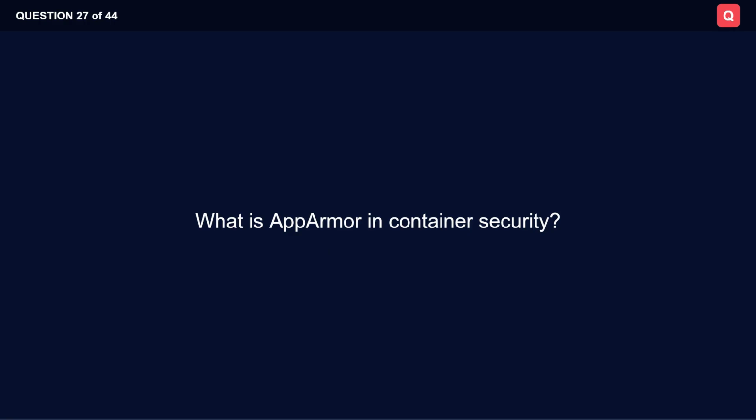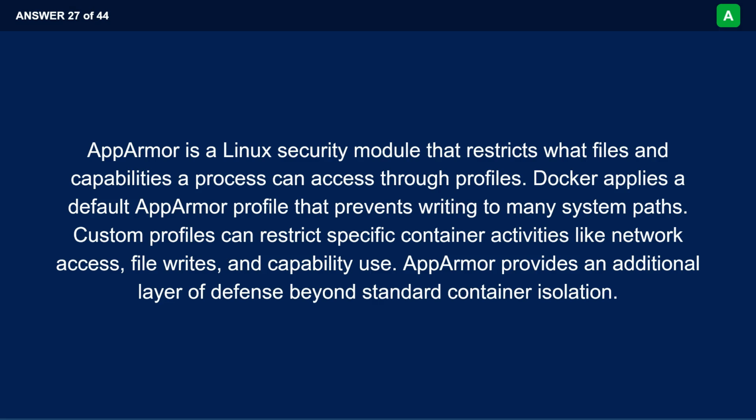What is AppArmor in container security? AppArmor is a Linux security module that restricts what files and capabilities a process can access through profiles. Docker applies a default AppArmor profile that prevents writing to many system paths. Custom profiles can restrict specific container activities like network access, file writes, and capability use. AppArmor provides an additional layer of defense beyond standard container isolation.